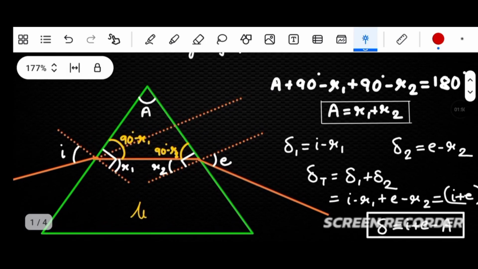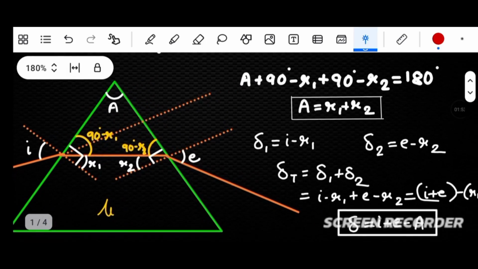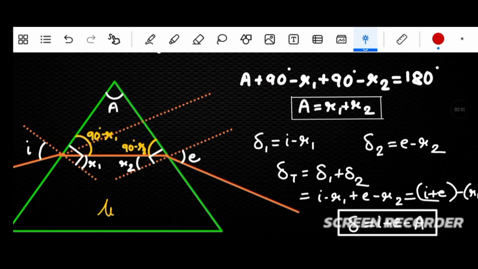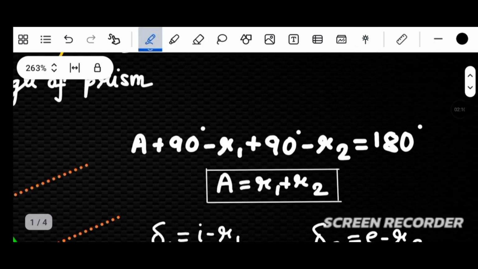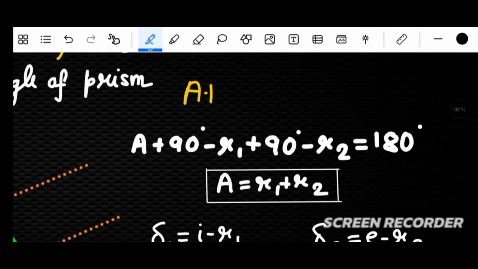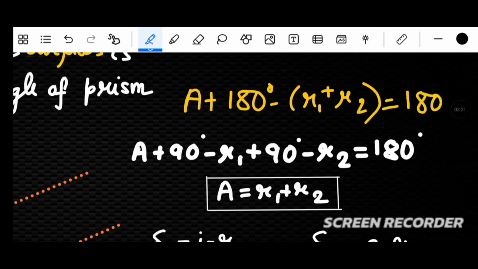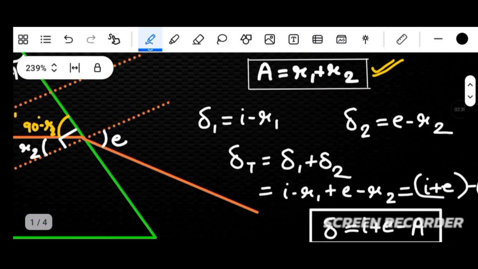Now if you know about the properties of a triangle, you will understand that the three angles of a triangle make 180 degree. They are supplementary. And A is equal to R1 plus R2 from here. Because if we see this equation, what we will get is A plus 180 degree minus of whole R1 plus R2 equal to 180 degree. So these will get cancelled and minus to the other side, so it makes up A equal to R1 plus R2. Now del 1 equal to I minus R1.